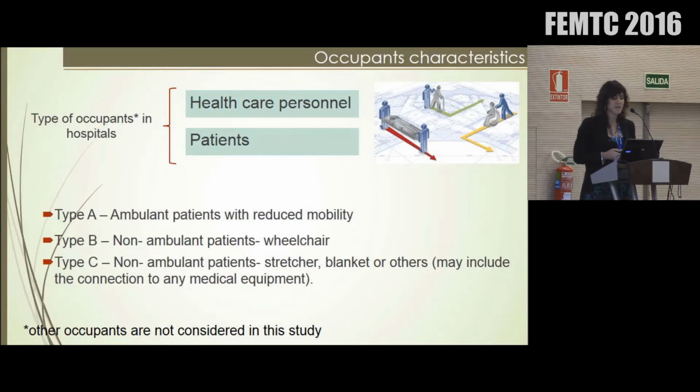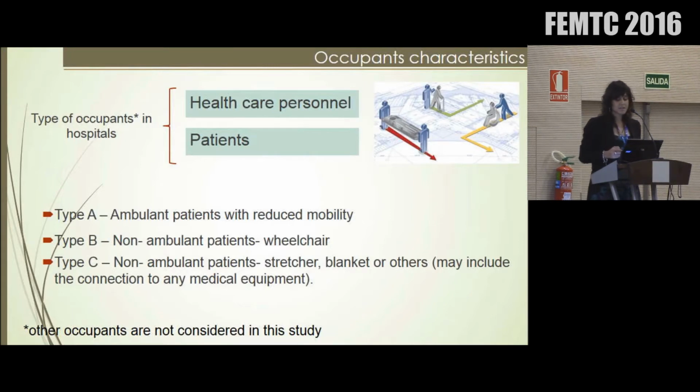In our paper we are going to differentiate between two types of occupants within the hospital. Healthcare personnel, as I said, are responsible for moving or relocating the patients during a fire evacuation, and patients. If we talk about patients, we need to differentiate between three types based on their mobility. Type A, which are ambulant patients with reduced mobility. Type B, which are non-ambulant patients that need to be evacuated using wheelchairs. And Type C, non-ambulant patients that need to be evacuated with stretchers, blankets, or other kinds of devices.